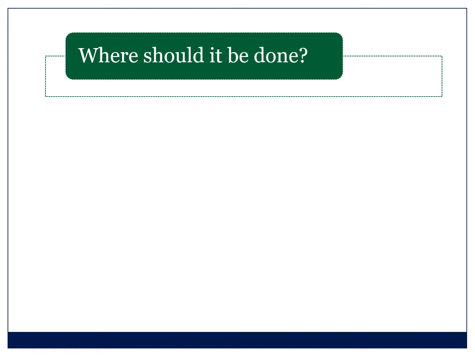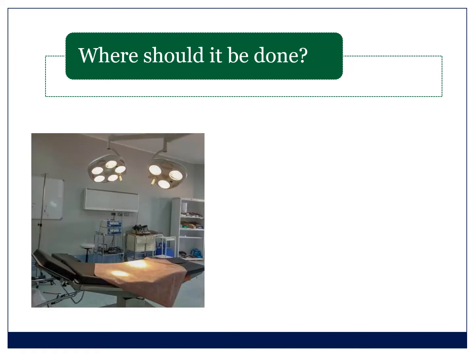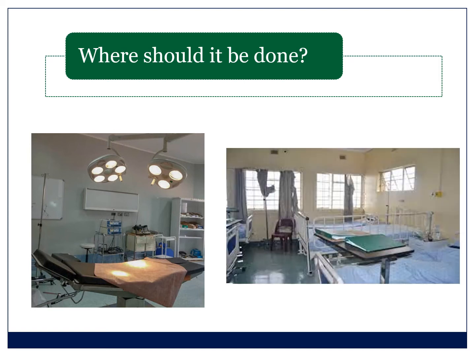So where should this be done? If you're going to do it in theatre, that's obviously the ideal situation, but I know many of you are doing these procedures in the ward when you're using a manual vacuum aspiration. If you're going to be working in the ward, can you set up a procedure room? Because what you want to be doing is hoping for the best, preparing for the worst. And you need to be able to handle complications when they occur in the ward.